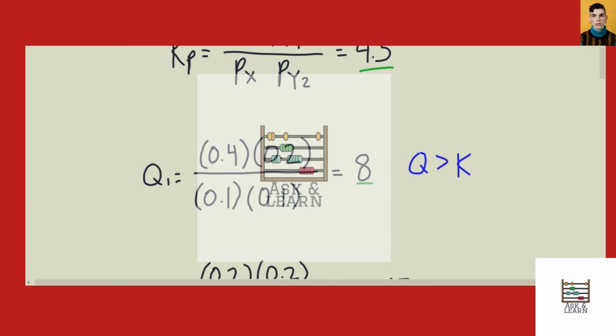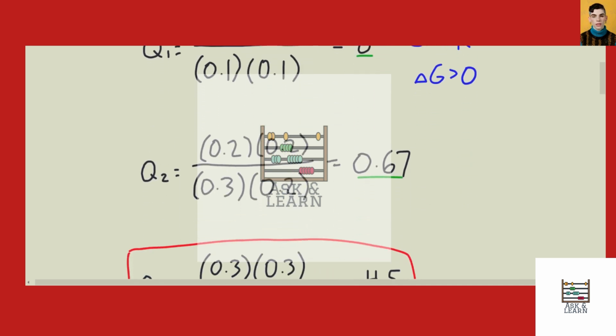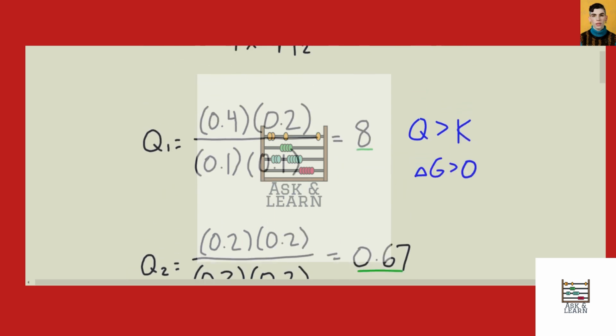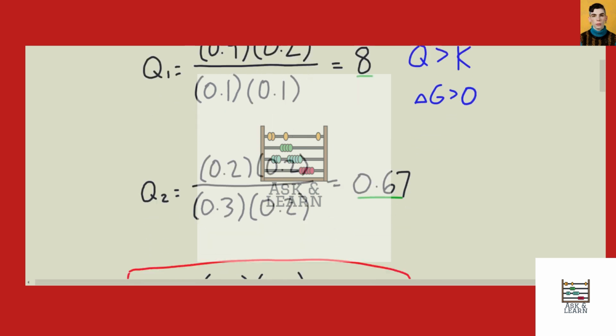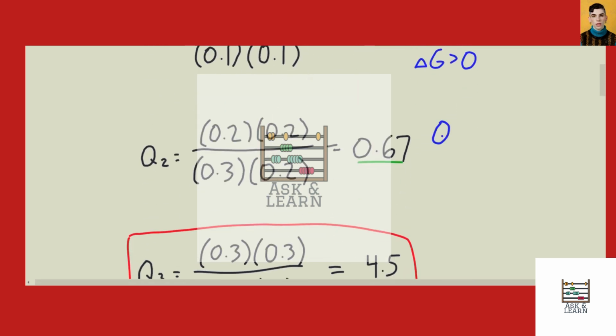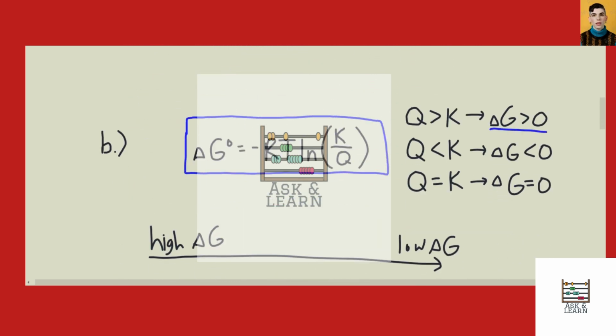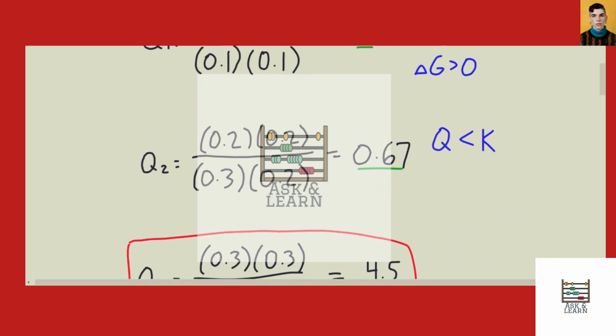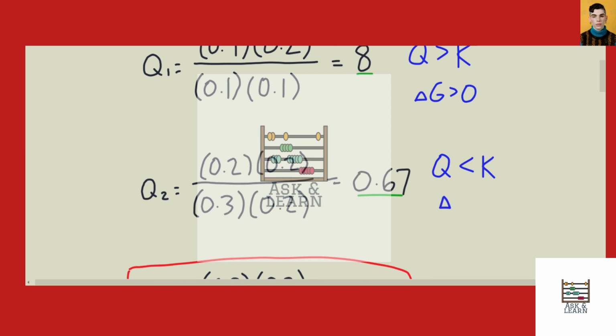So all we can say qualitatively right now is that we know delta G is greater than 0 for the first diagram. Going on to the next one, we see that Q, 0.67, is less than K, 4.5. So Q is less than K this time. And we know that that means that delta G is negative. So delta G is negative, and because of that, we can say that delta G for the first one is greater than the second one, since the first one's positive and the second one's negative.